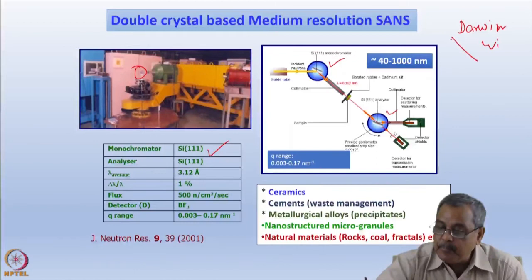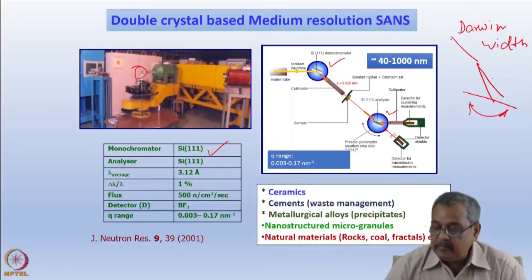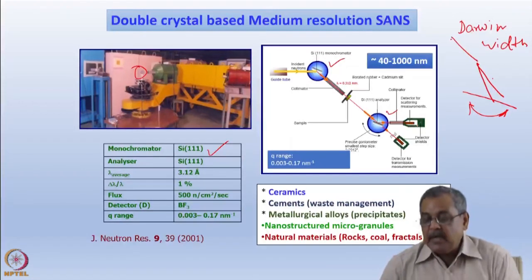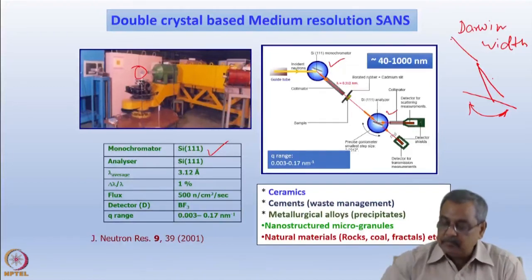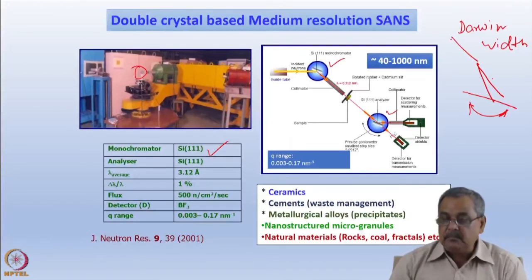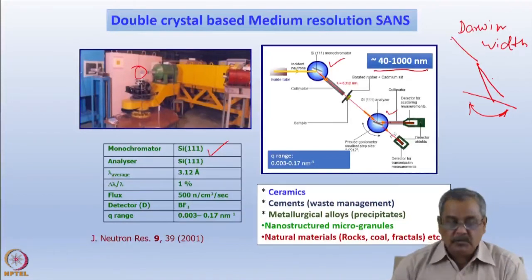But when I put the sample between the two, that causes a broadening of the beam. And when I rock the second crystal, then I copy this broadening onto my detector. In this way, I can go to a lower Q value, because the incident beam is very, very narrow. And I can talk about length scales 40 to 1000 nanometer.